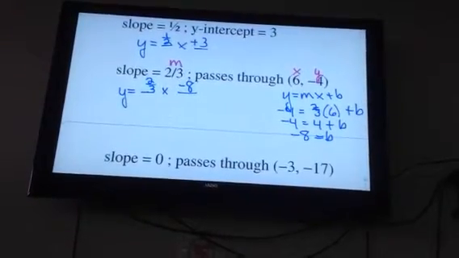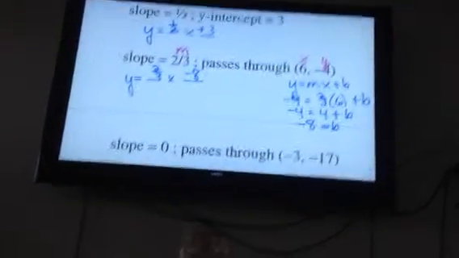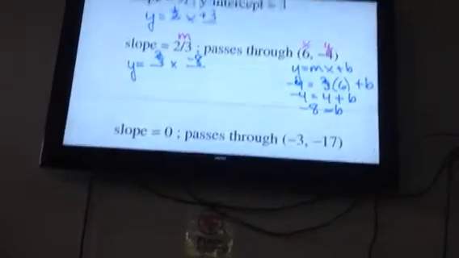So that y equals mx plus b equation can be used several ways. That's one of the ways. You'll see another way here in a little bit.